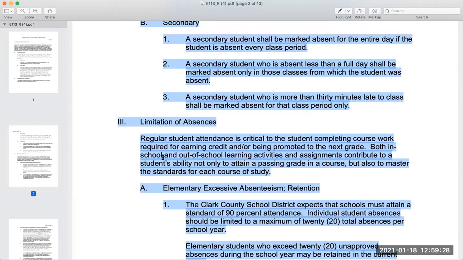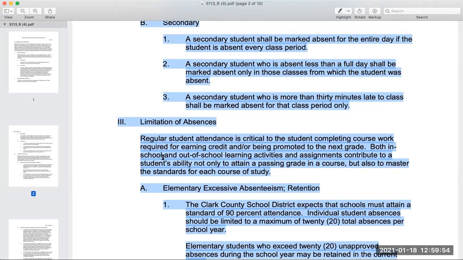3. Limitation of absences. Regular student attendance is critical to the student completing coursework required for earning credit and/or being promoted to the next grade. Both in-school and out-of-school learning activities and assignments contribute to a student's ability not only to attain a passing grade in a course, but also to master the standards for each course of study. Elementary: excessive absenteeism, retention. 1.